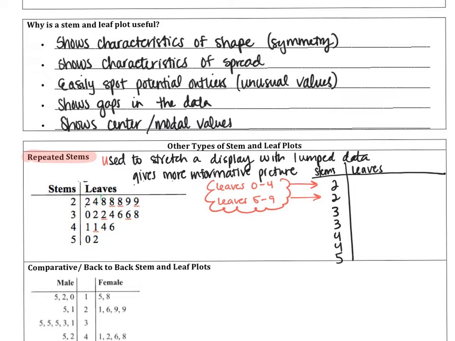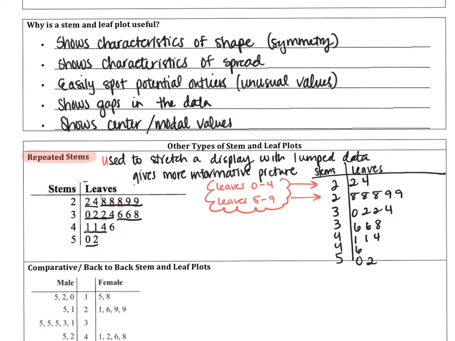So over here we've got 2 and 4. That's going to go on the first leaf, and then the 88899 will go on the second leaf. For the 3, we've got 0224 on the first leaf, doing my best to keep things lined up, and 668 on the second leaf. For 4, we've got 114 on the first leaf, and just a 6 on the second. And 5, 0, and 2 on the first.